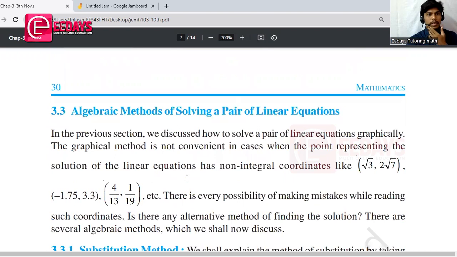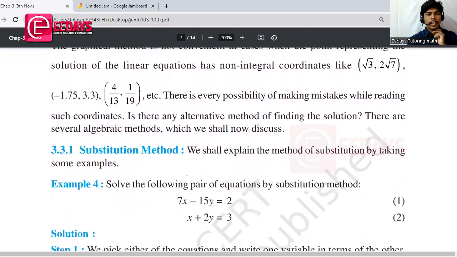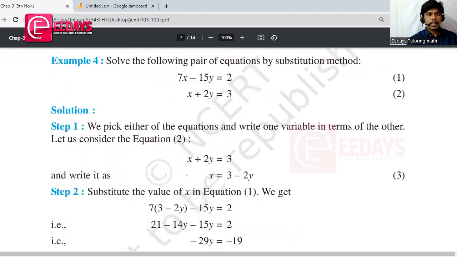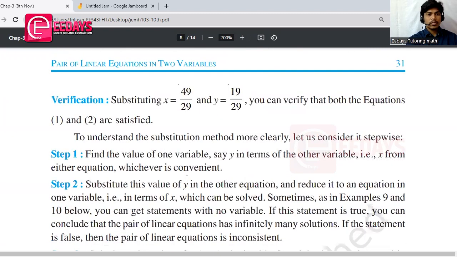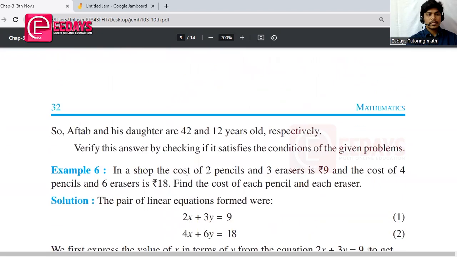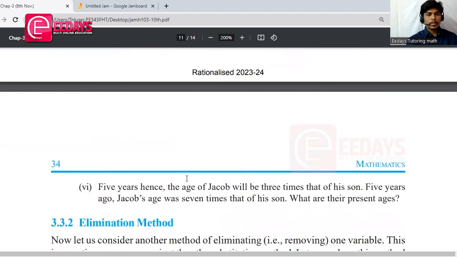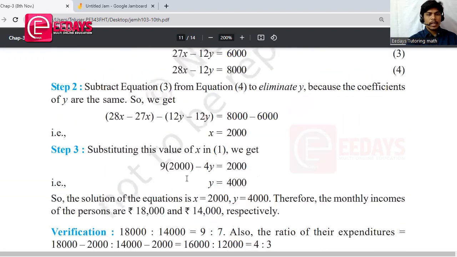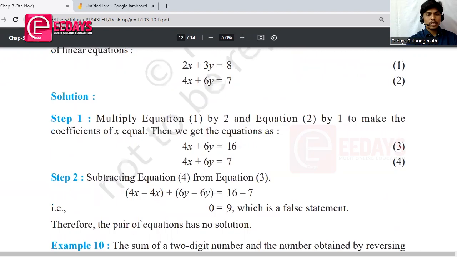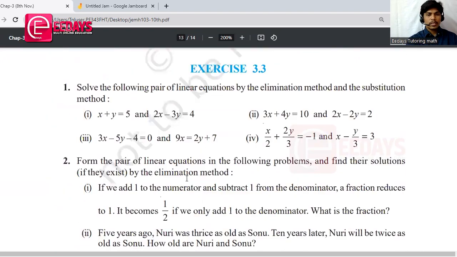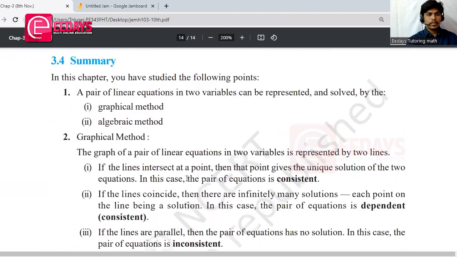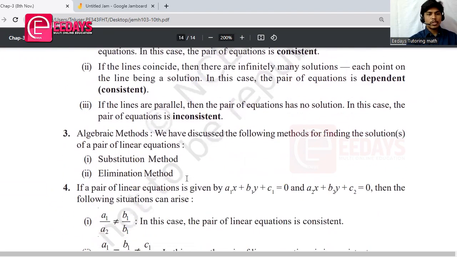The second concept is algebraic methods of solving a pair of linear equations by the substitution method, elimination method, and cross multiplication method. Some part of the syllabus has been deleted. So we have only two algebraic methods. The cross multiplication method is deleted this year. So the first method is the substitution method, and the second method is the elimination method.